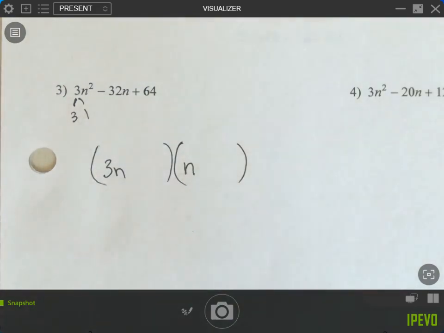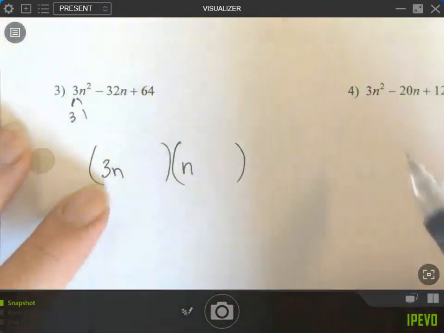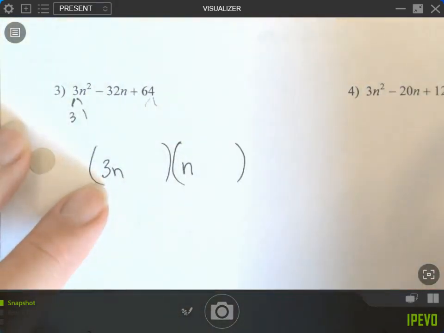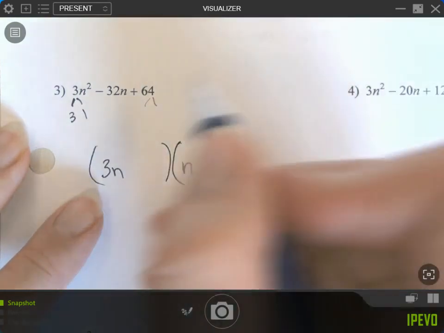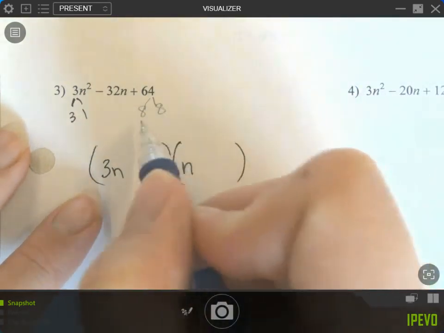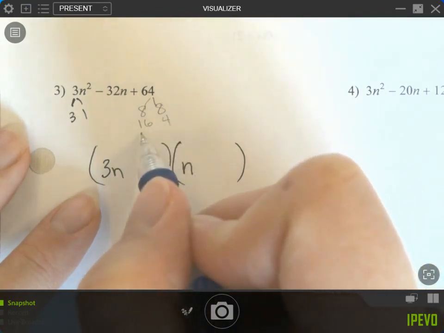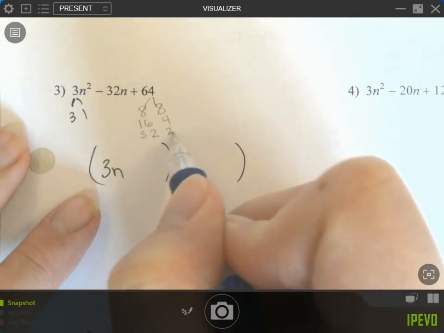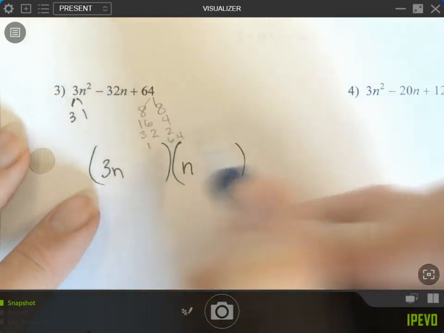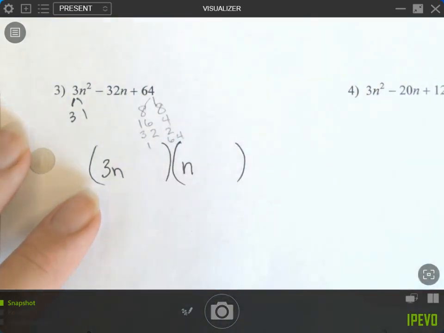I don't even know where that went. Okay, I found it. Okay, so you have your 3n times n, which is 3n squared. What numbers multiply to 64? 8 and 8. What else multiplies to 64? 16 and 4, you said. 32 and 2, 1 and 64. Are we missing anything else?